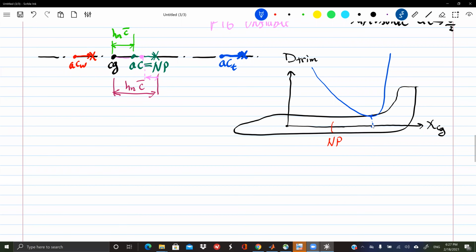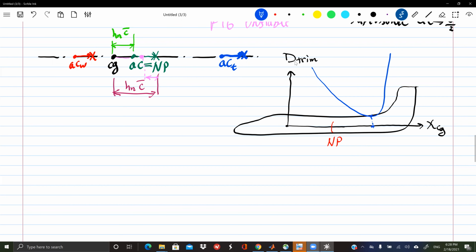Anyone can tell? If the CG is here, what do you know about? It's unstable. It's behind the neutral point. And this is a typical behavior, by the way. The drag for balance attains its minimum at an unstable condition. So this is a clear contradiction between performance and stability. We always see this contradiction.